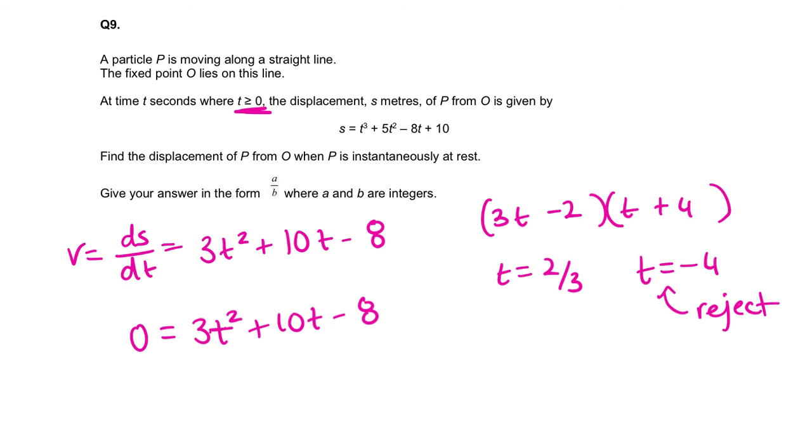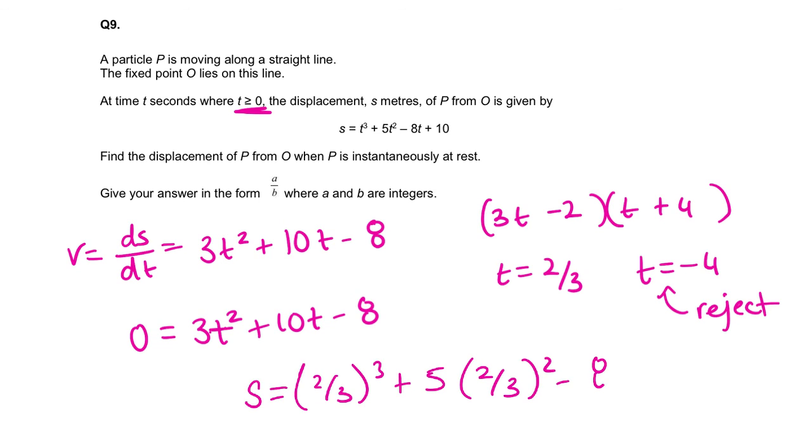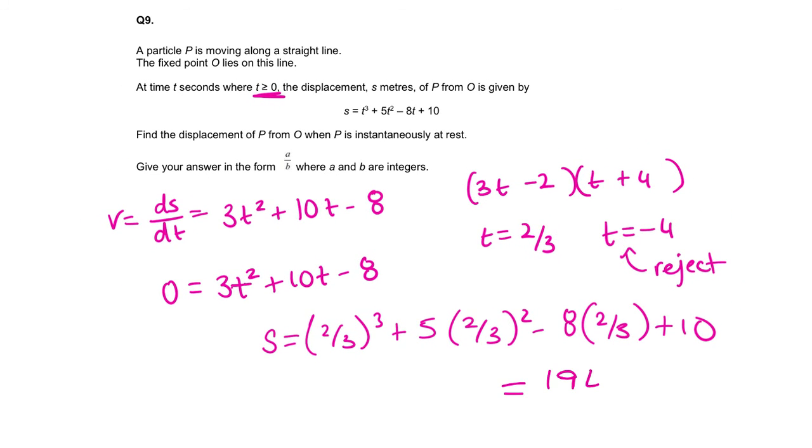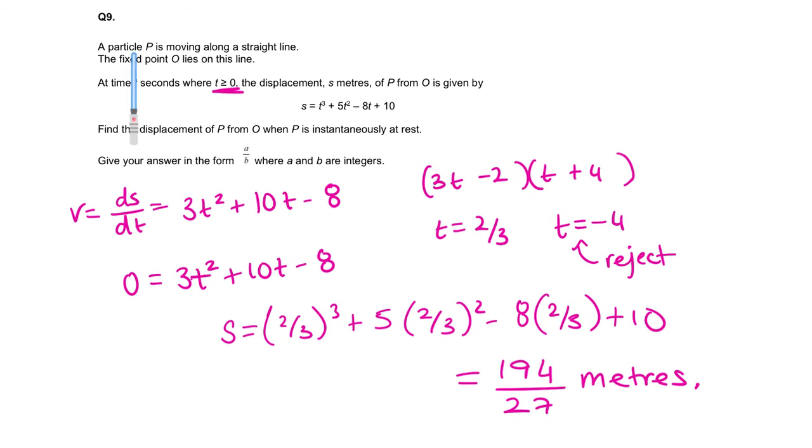And what it wants us to do is to find the displacement of p. I'm now going to substitute this back into our equation s. So we're going to have 2 over 3 cubed plus 5 lots of 2 over 3 squared minus 8 lots of 2 over 3 plus 10. This is going to give me 194 over 27, and this is going to be in meters. So again, another easy question. Probably the hardest part of this question is figuring out what we actually have to do.